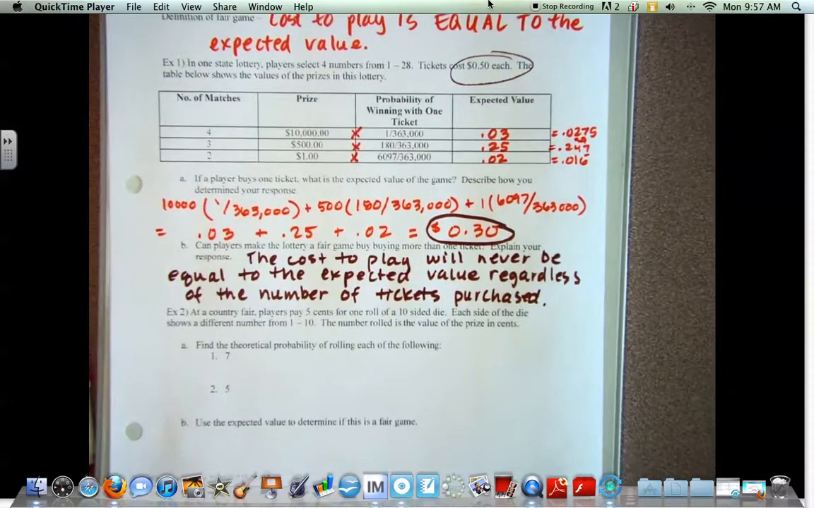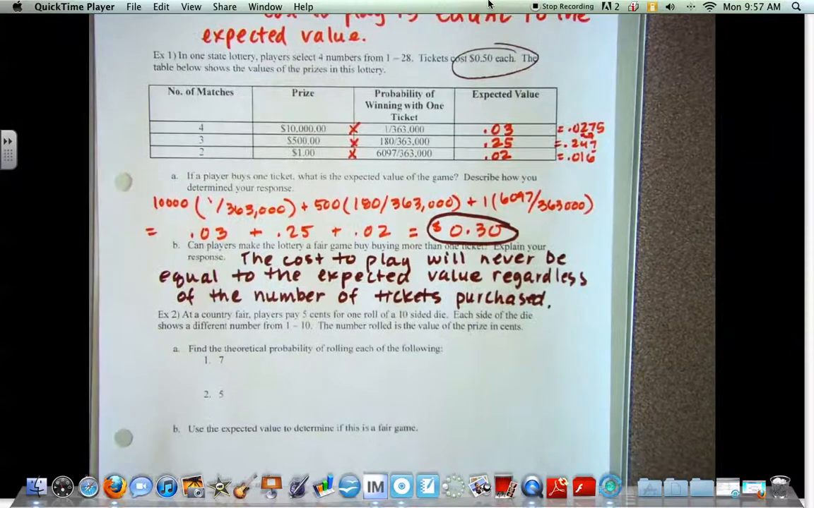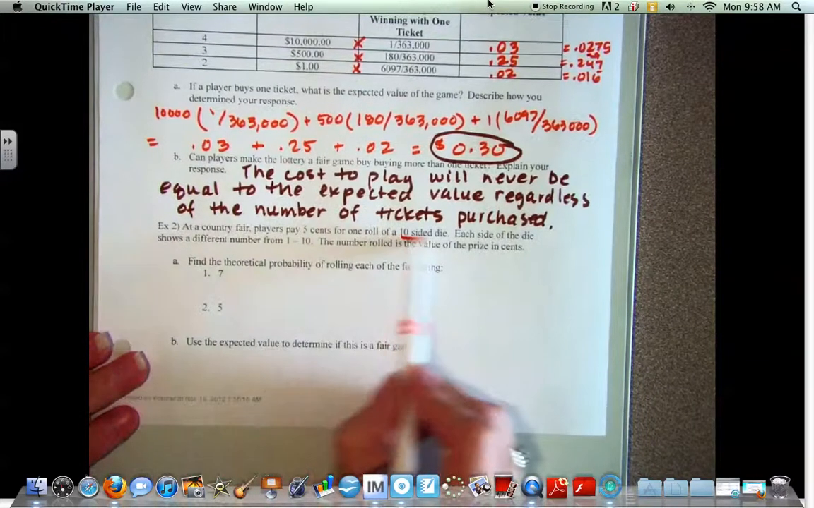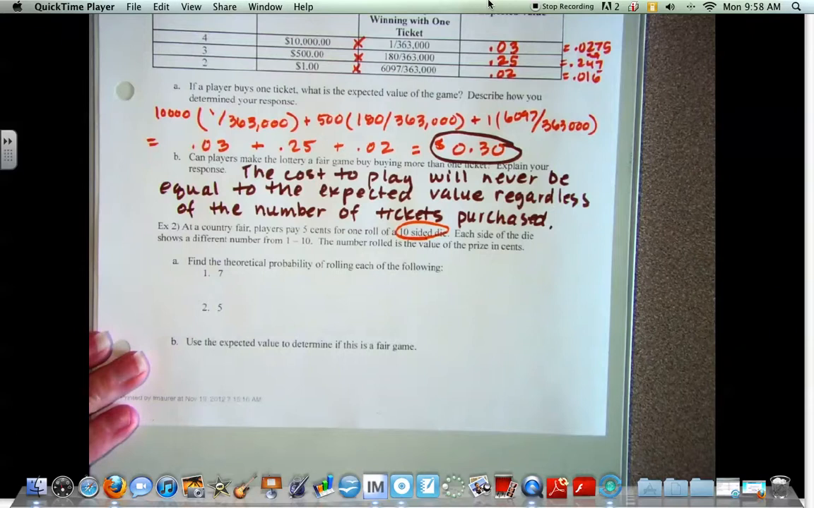At a country fair, players pay 5 cents for one roll of a 10-sided die. Each side of the die shows a different number from 1 to 10. The number rolled is the value of the prize in cents. So if you roll a 9, what do you win? 9 cents. If you roll a 7, you win 7 cents. What's the theoretical probability of rolling a 7? 1/10. What's the probability of rolling a 5?